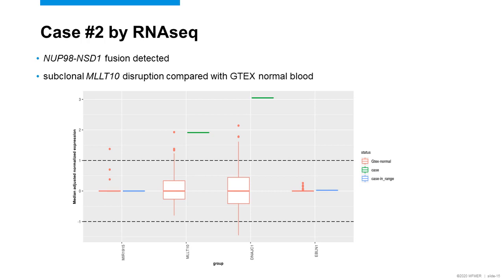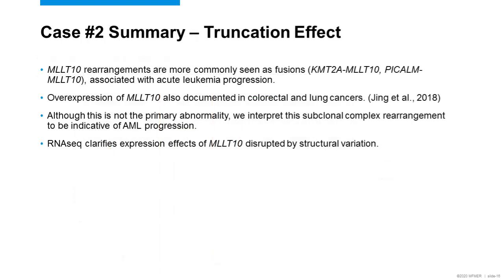So RNAseq, of course, detected the NUP98 NSD1 fusion. And when we looked at the expression of MLLT10 compared with GTEx normal blood, we found that there was an overexpression. We also see overexpression of this adjacent DNAJC1, but that's pretty frequently overexpressed in blood and bone marrow, and we didn't deem this clinically relevant.